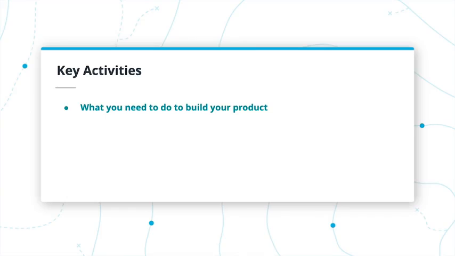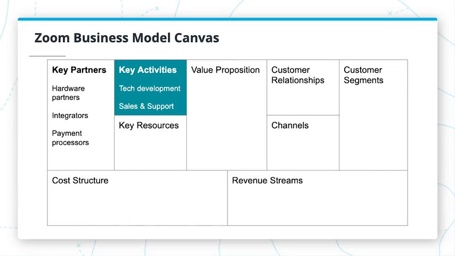Next is key activities. Key activities are the things that need to happen in order to build your product. For Zoom, there's two big activities: development of the technology and sales and support.